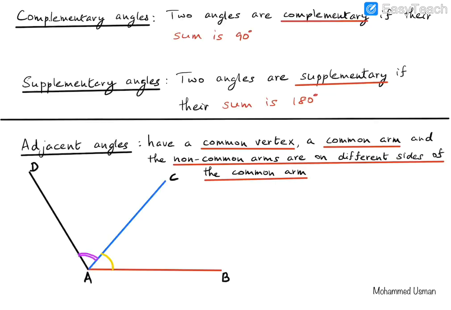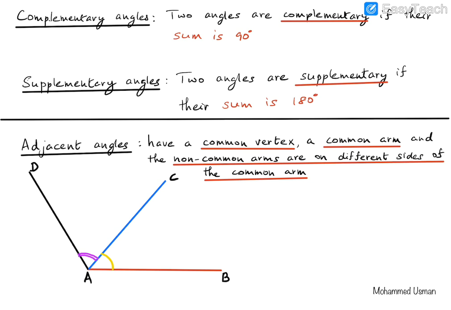Now let us look at two more properties of angles. One is called the complementary angles. That is when two angles add up to give a sum of 90 degrees. So when you have two angles whose sum is 90 degrees, we call those angles complementary angles. And the next definition is what we call the supplementary angles, in which case the sum of the two angles is equal to 180 degrees.